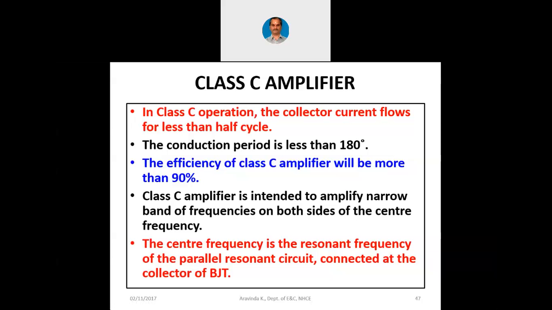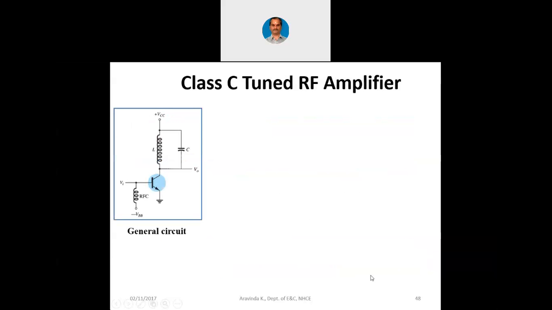So class C amplifier is intended to amplify a narrow band of frequencies on both sides of the center frequency. The center frequency is the resonant frequency of the parallel resonant circuit connected at the collector of the BJT. I am going to show you in the next slide the picture of the class C amplifier. Let me show you now itself. So the center frequency is the resonant frequency of the parallel resonant circuit connected at the collector of the BJT. You can see this here now.